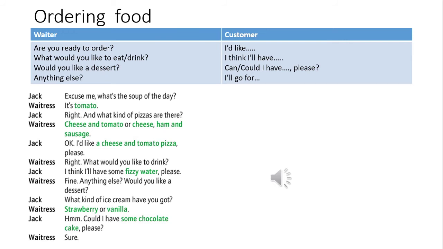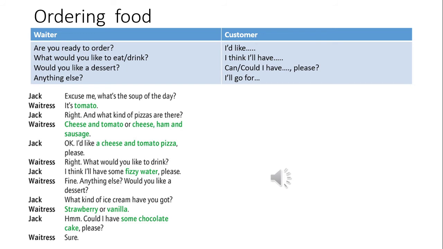Excuse me, what's the soup of the day? It's tomato. Right, and what kind of pizzas are there? Cheese and tomato or cheese, ham and sausage. OK. I'd like a cheese and tomato pizza, please. Right. What would you like to drink? I think I'll have some fizzy water, please. Fine. Anything else? Would you like a dessert? What kind of ice cream have you got? Strawberry or vanilla? Could I have some chocolate cake, please? Sure.